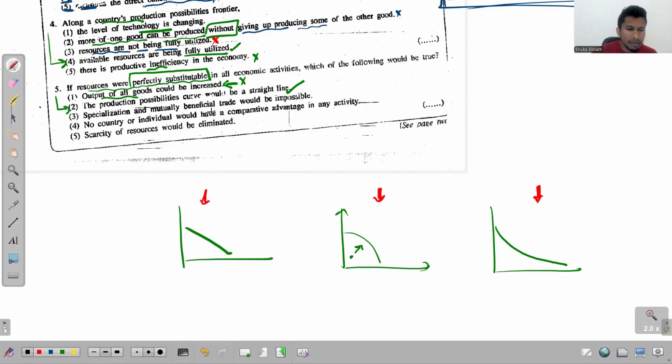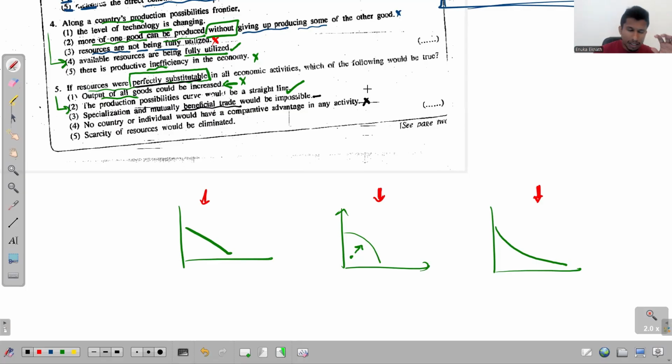Specialization and mutually beneficial trade would be impossible. The same set of options we discussed in that previous paper as well. So there's no such connection between the nature of resources and being able to engage in mutually beneficial trade, right? So there's no such connection. And no country or individual would have a comparative advantage in any activity, no.